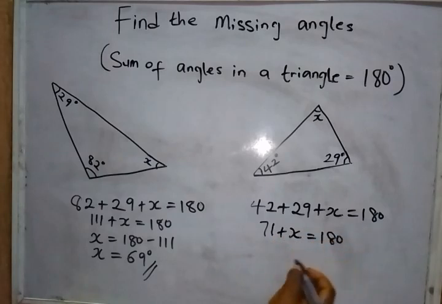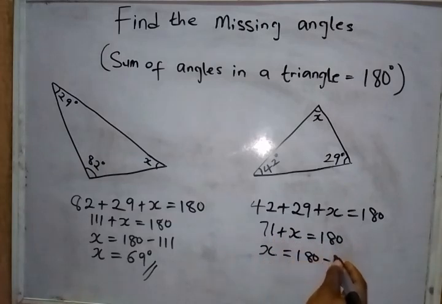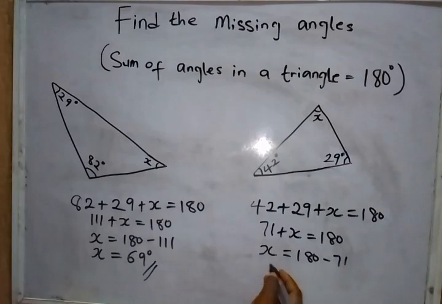So we're going to have X equals 180 minus 71. So our final answer and the value of X is equal to 109 degrees. So this is our final answer.